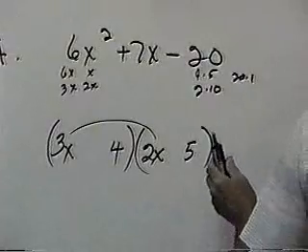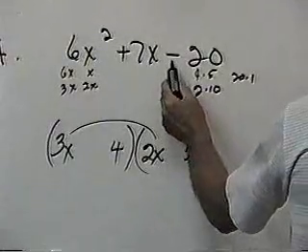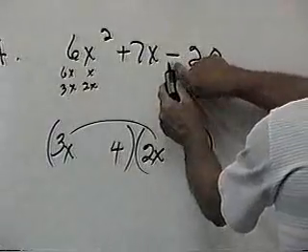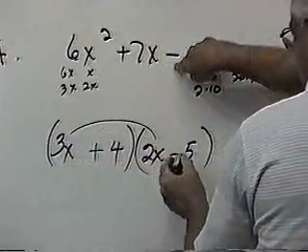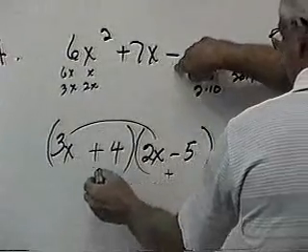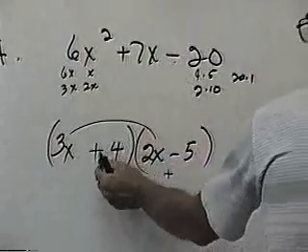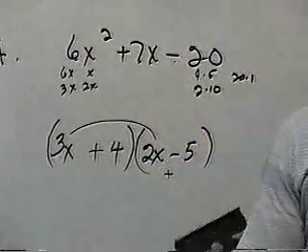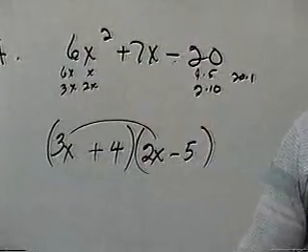All right, a lot of things to talk about in this one, so pay attention. First of all, if the last sign is a minus, then one has to be a plus and one has to be a minus, the plus over here and the minus over there. Trial and error, we'll find out which one's which.